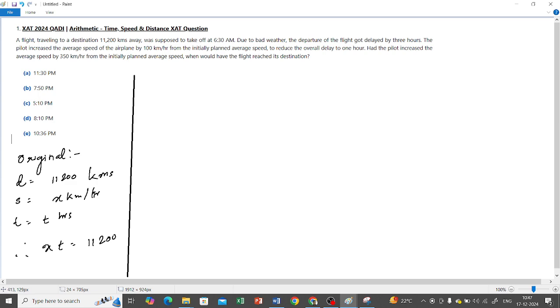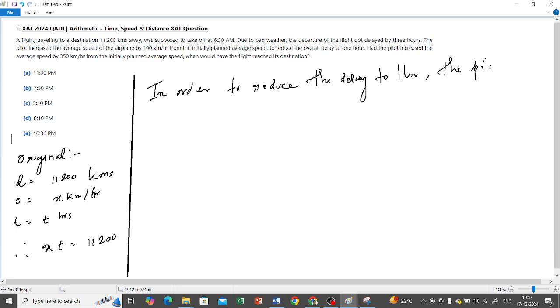The pilot increased the average speed of the airplane by this, okay. Now in order to reduce the delay to 1 hour, okay, not 3 hours anymore, the pilot must take 2 hours less to cover the same distance. So in that case the distance still remains 11200 kilometers.